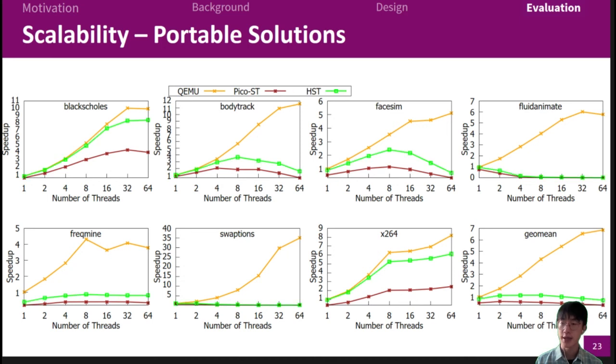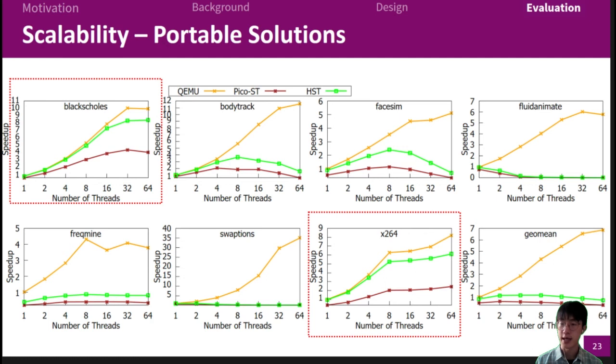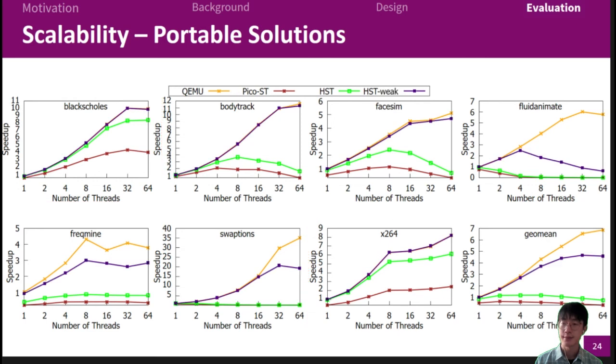Here we add the green line to represent the scalability of the HST scheme. It performs better than PICO-ST, and for some lightweight synchronization workloads, such as Black-Scholes and X264, HST could reach good scalability. We'll analyze its overhead later. The HST weak scheme reaches nearly ideal scalability as the original QEMU. We can see that the PST scheme has scalability concerns. Although there is no extra store instrumentation, frequently setting up the page table limits its scalability.